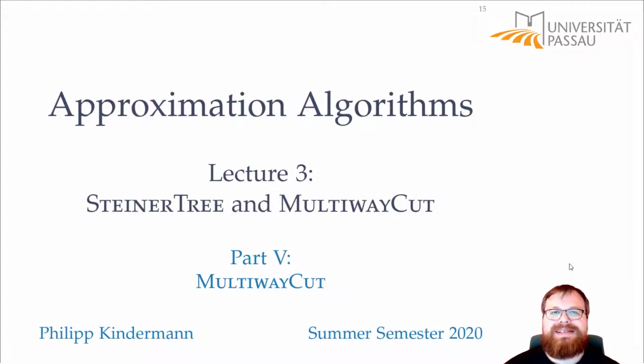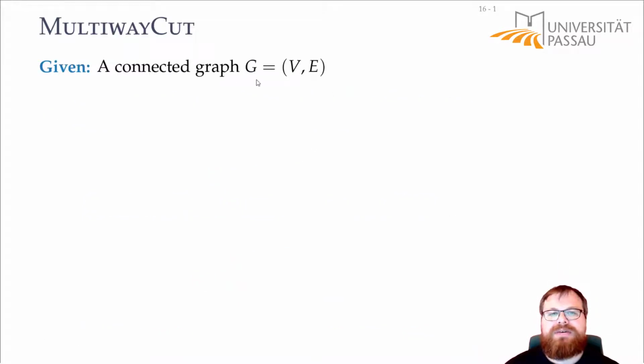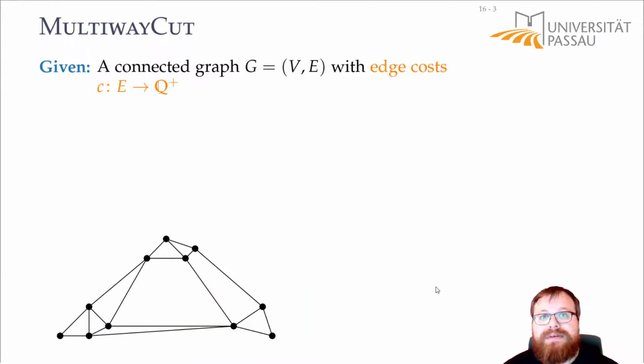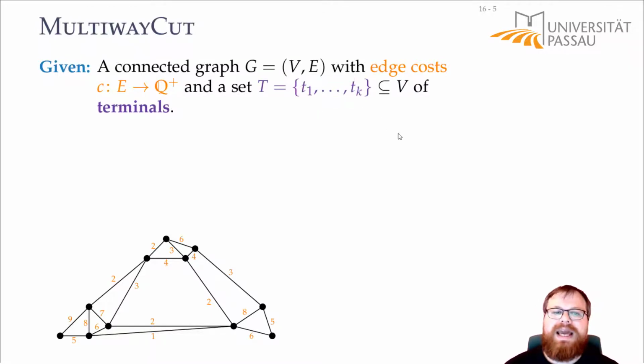I will now present to you the second problem of this lecture, multiway cut. We are again given a connected graph G on vertex set V and edge set E. For example, this one. And we also have some edge costs for all these edges, so every edge has some positive weight. Here I picked integer ones, but they don't have to be. And also we have a set of terminals. We label them T1 to Tk.